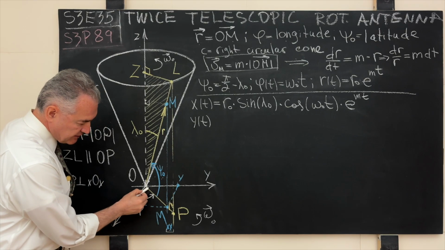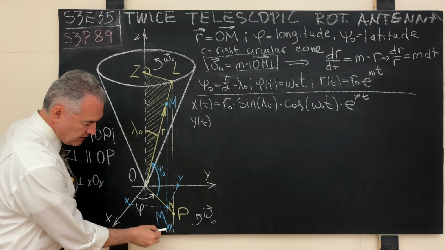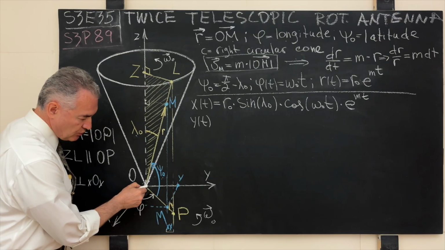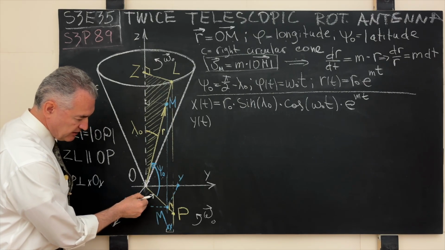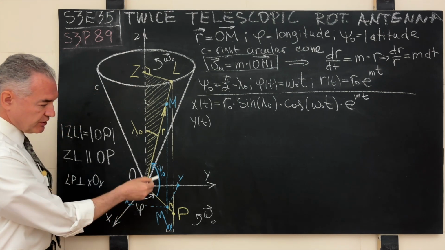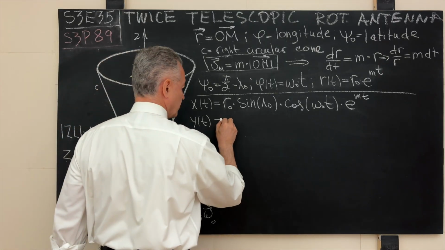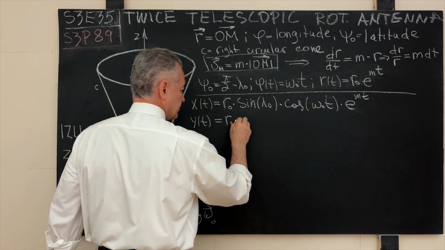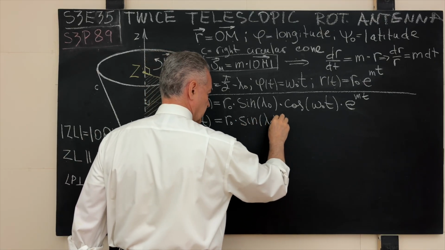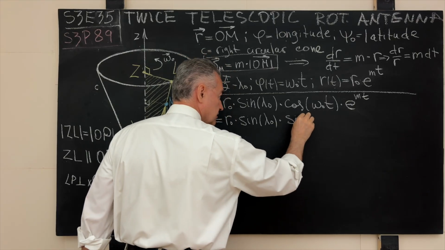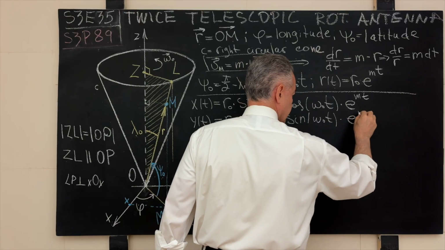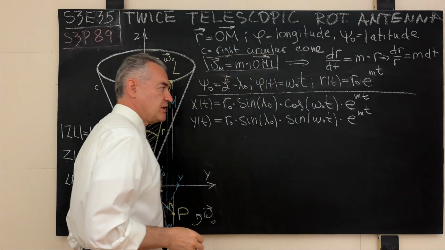So we take the line segment OMxy and project it onto the axis OY, and that means what? We multiply it by the sine of the dihedral angle phi, or the longitude of our point M. So here we will have right away R0 times, again, the trigonometric function of sine evaluated at the angle lambda 0 times sine of omega 0 t times e raised to the power mt.